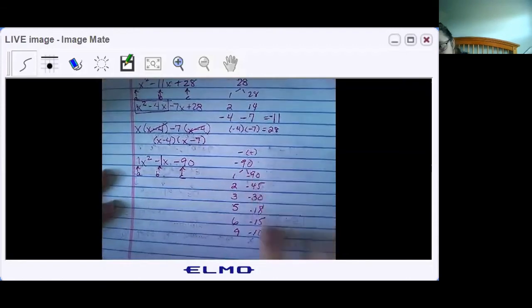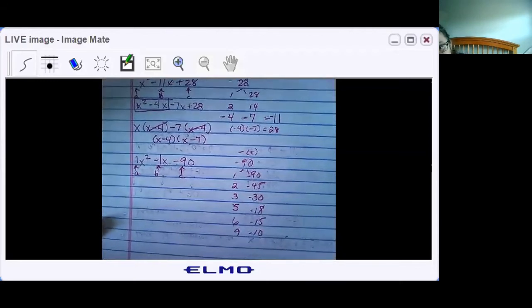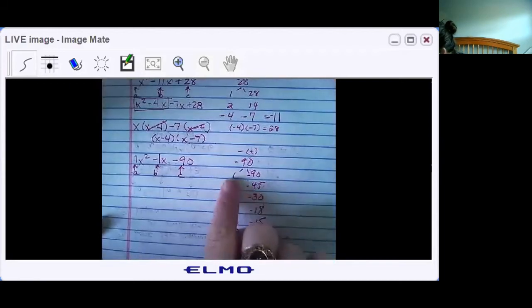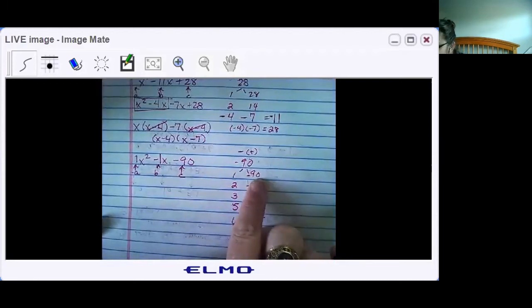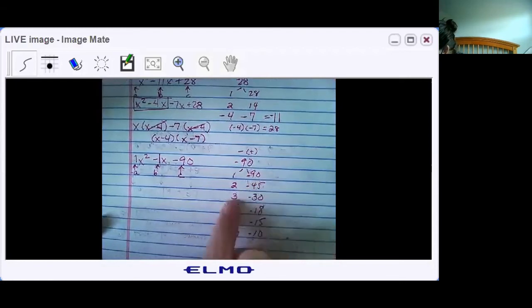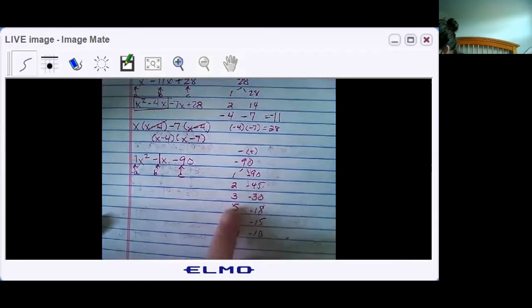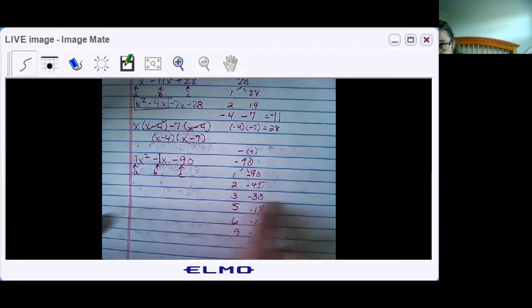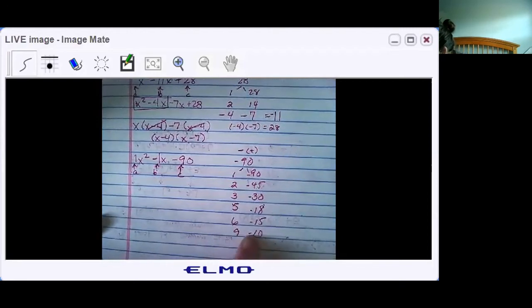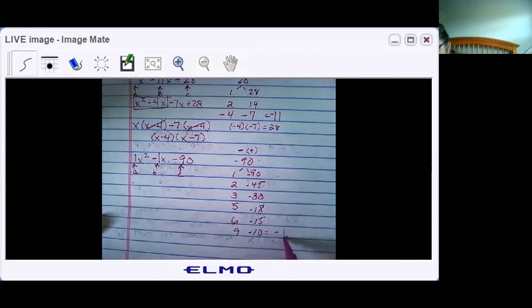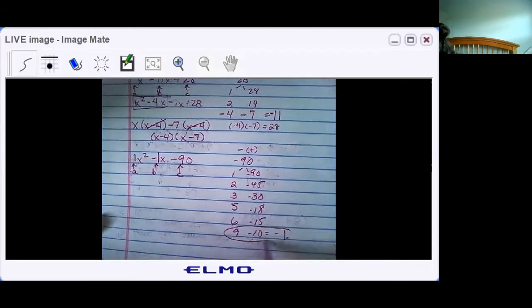Now, as I go down through this list, which one of these is going to give me negative 1 as my answer when I add or subtract them? Well, 1 minus 90 is negative 89. That's not going to work. 2 minus 45 is negative 43. Definitely not going to work. 3 minus 30 is negative 27. 5 minus 18 is negative 13. We're getting closer. 6 minus 15 is negative 9. 9 minus 10 is negative 1. This is the one I want to use.